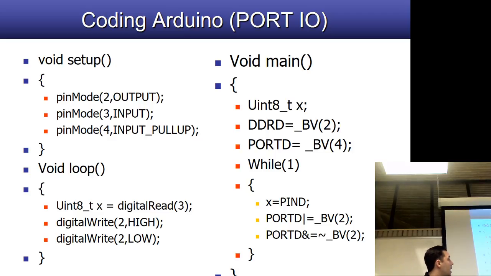The code is the same across platforms, right? Pin mode 2 is pin 2 is an output. That's why I set pin 2 to be DDR. Pin 3 is an input. I don't have to do anything over there because it's just a 0. I don't have to add a 0 in. 4 is an input with a pull-up. That's why I write to port D. Makes it a pull-up.